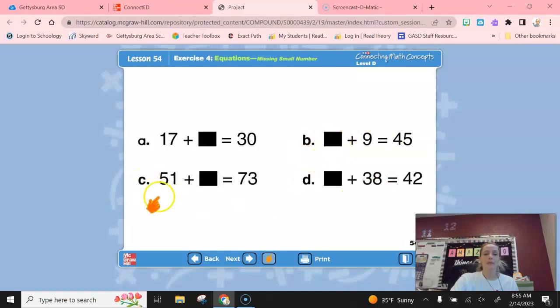C, 73 minus 51 to get the answer. And D, 42 minus 38 to get the answer.